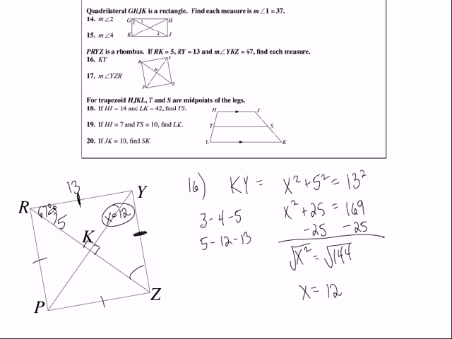So look, I already knew this was 67. They told me up here that it was 67 degrees. So guess what? This is opposite 13 as well, right? Opposite equal sides, so this has to be 67 degrees as well. So number 17, angle YZR is 67 degrees without doing any math at all. It's just recognizing that when you have a triangle with two equal sides, the opposite angles are equal. That's all there is to that.